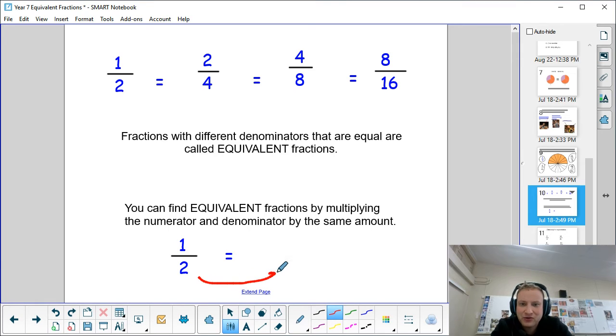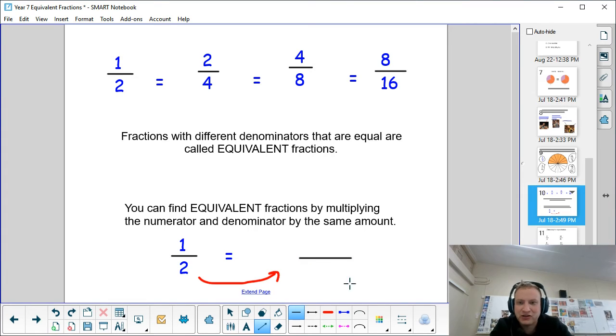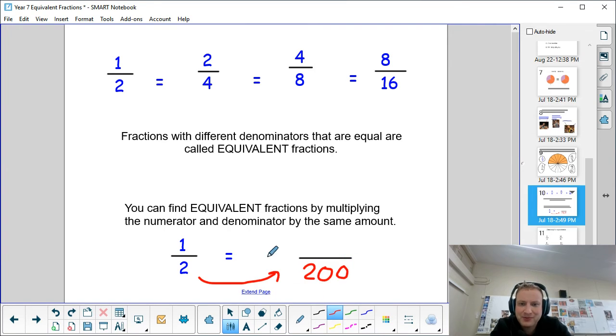So generally, do whatever you want to the bottom of a fraction, right? Usually I'd call someone out and say, just times it by anything. And someone would say, times it by 100. So I would. If we put a 200 there, I can still keep this fraction equivalent, as long as I times the top by 100 as well.